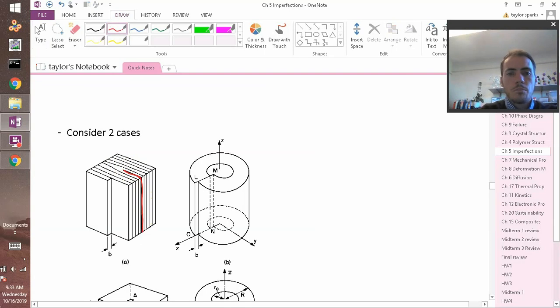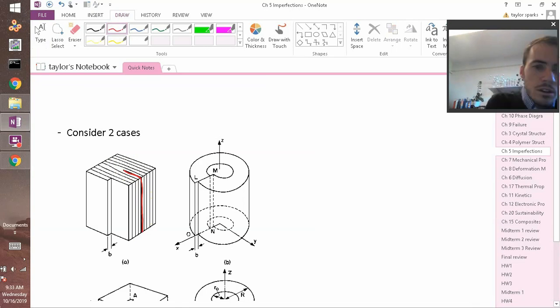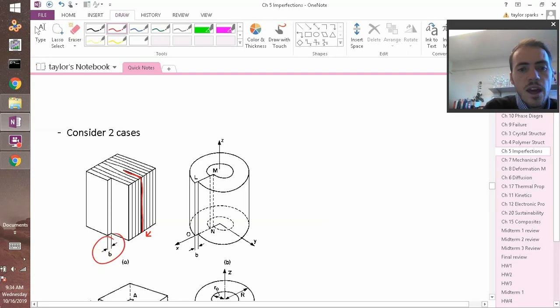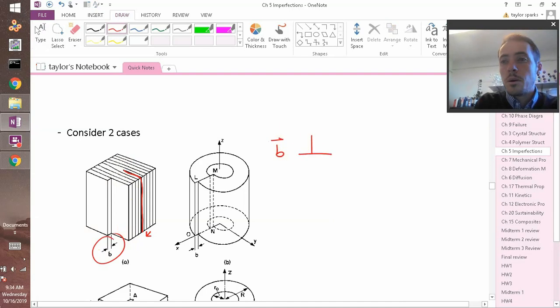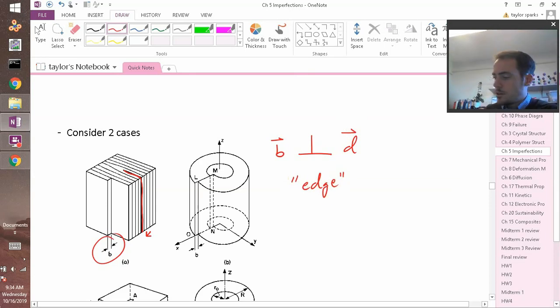This one right here, that's the extra half row that got stuffed into this lattice, and it created a distortion around it. So if we did our Burger's vector analysis, we'd see that for that one, the Burger's vector would be along that direction, right? Just like they've shown here. That's our Burger's vector, okay? But that is going perpendicular to the direction of the dislocation line. So the dislocation line, it travels up and down all the way through this material, right? That extra half row of atoms travels all the way up and down through this material. So B, the vector B representing our Burger's vector, it is orthogonal, it's perpendicular to the direction of the dislocation, right? If they're perpendicular, we call this an edge dislocation. Okay, that's an edge dislocation.